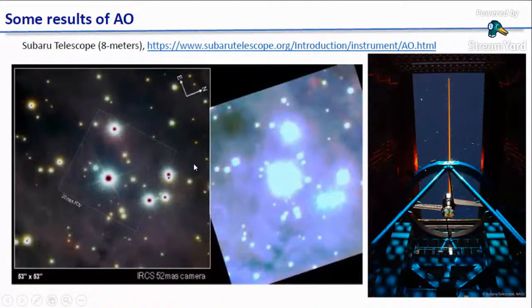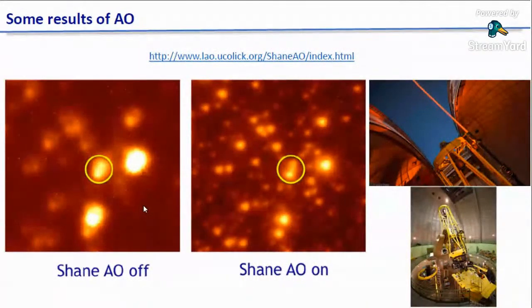So this one is through the Subaru telescope. You can again see this sodium laser, which creates a laser guide star. Without adaptive optics, we can't resolve anything. But with adaptive optics, we can resolve a lot of things as shown here. This is Shane, another telescope, and you can see some more results of adaptive optics. It was blurred earlier, but then it was much more resolved.